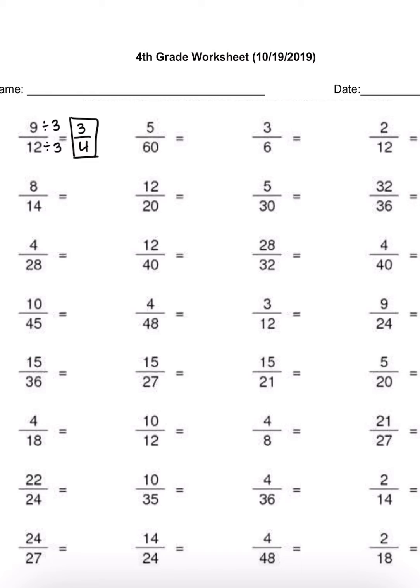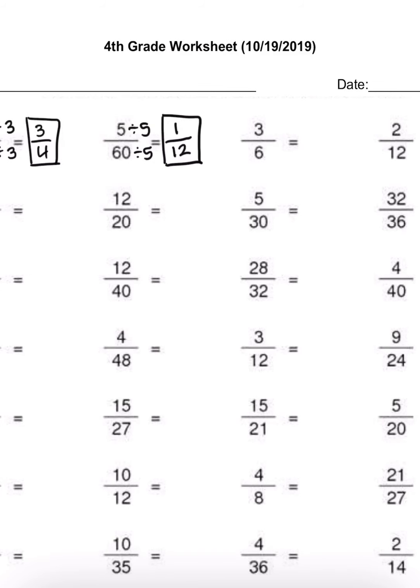The second problem asks us to simplify 5 over 60. Now 5 over 60, you have to find the greatest common factor, which would be 5 in this case. And when you divide both numbers by 5, 5 divided by 5 equals 1, and 60 divided by 5 equals 12. And 1 over 12 would be your simplified form for 5 over 60.